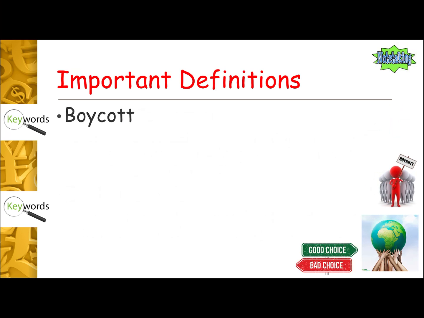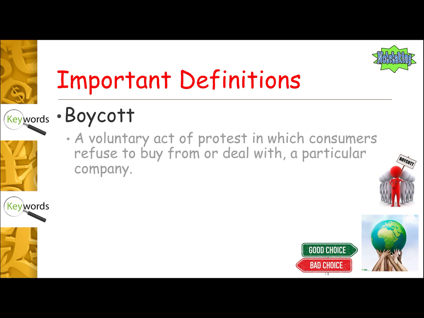The next thing I want you to think about is the idea of a boycott. Think about what a boycott is. You may have heard of these before. A boycott is a voluntary act of protest in which consumers refuse to buy from or deal with a particular company. This can be for a wide variety of reasons. Perhaps consumers disagree with how the business is operating. They feel they could be exploiting workers, or they could be dumping stuff into the environment, which is affecting the environment negatively. Pause the video for a moment and see if you can think of an example of a boycott that you've heard of in the news recently.